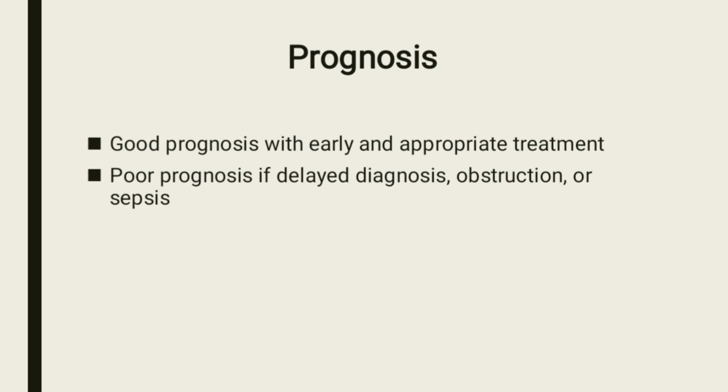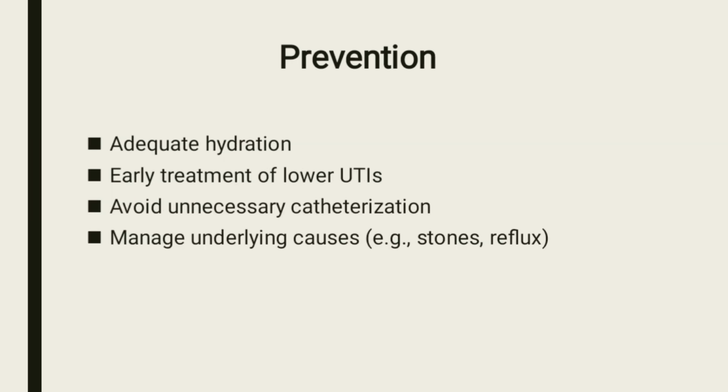Most patients recover fully with early antibiotic therapy, but delayed or inadequate treatment can lead to renal damage or systemic complications. Preventive measures center on maintaining urinary flow, treating lower urinary tract infections promptly, and avoiding prolonged catheter use.